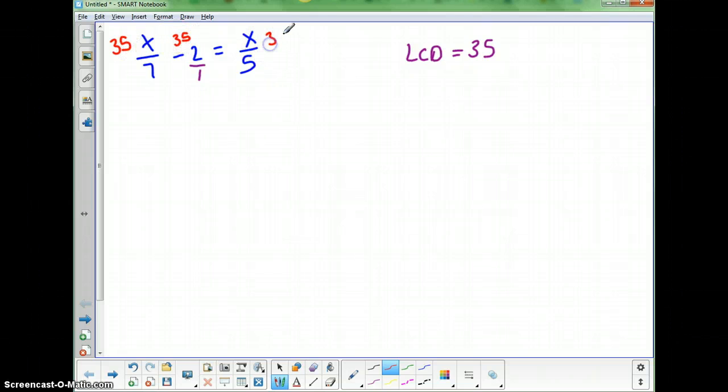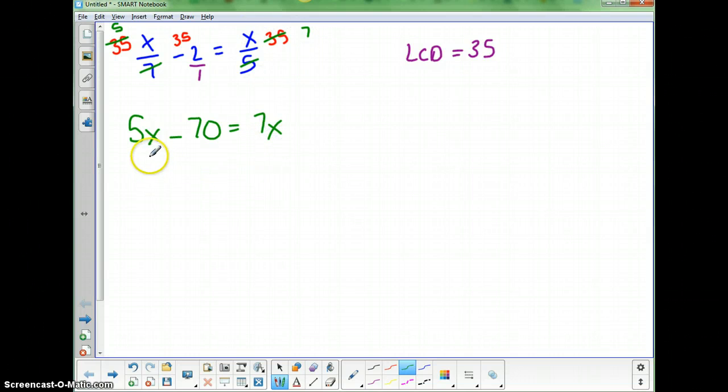Don't forget the 2. When I multiply both sides of the equation, 35 is going to distribute, so both terms on the left-hand side get multiplied by 35. And we're going to simplify. 7 goes into 35 5 times. That's going to leave us 5x. Minus, 1 goes into 35 so it doesn't really do anything, so 35 times 2 is 70. And 5 goes into 35 7 times, so 7 times x is 7x.